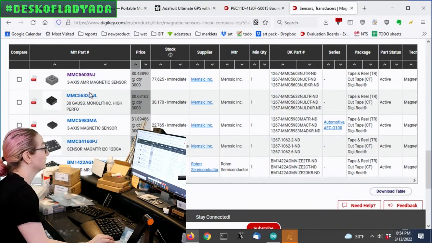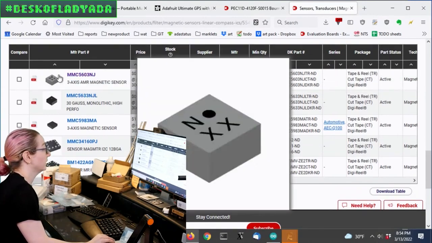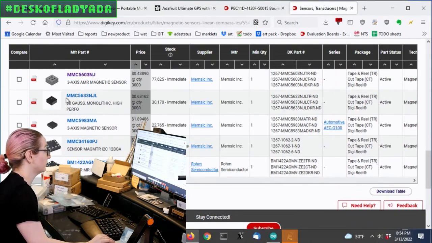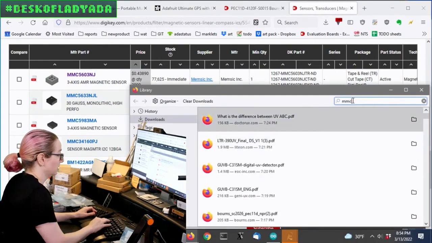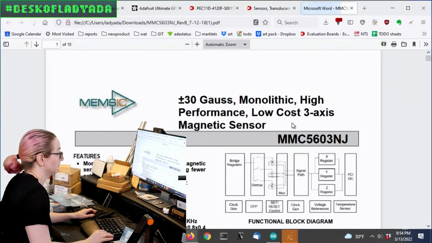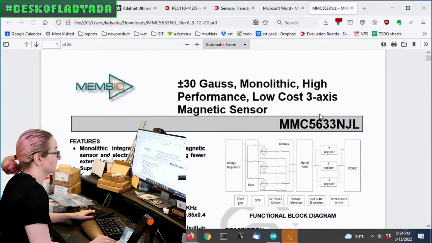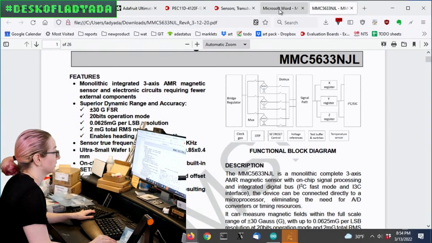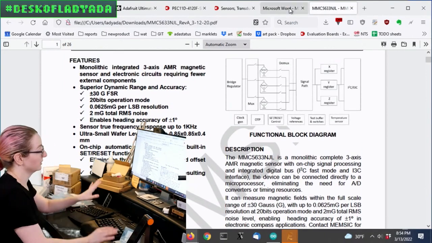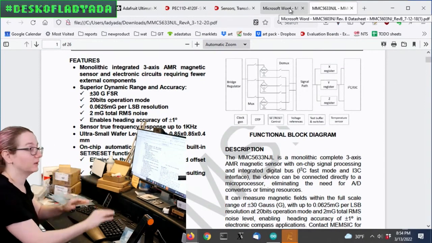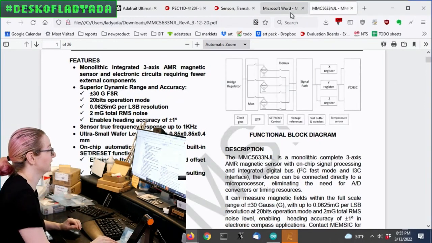You're probably wondering, what's the difference between the MMC5603 and the MMC5633? They're both very similar. Let's look at the data sheets, because I did pull them up. I do this little trick where I scroll down and try to get the data sheets to be almost the same, and then I flip between them to see if I can see what's different.